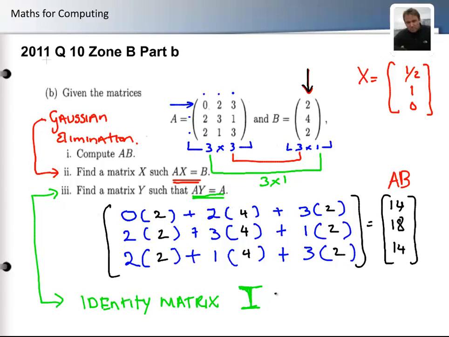So just to be clear about something, it has to be a 3 by 3 matrix, because A is a 3 by 3 matrix. So you can put in the subscript there that it's a 3 by 3 matrix, and you might be advised to explicitly state it there, on account of the dimensions being an important matter. So that is that question there. 2011, question 10, Zone B.